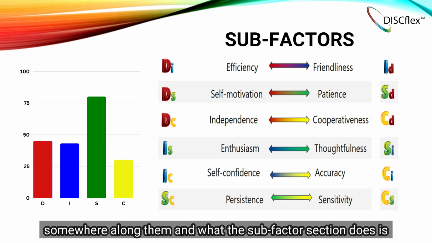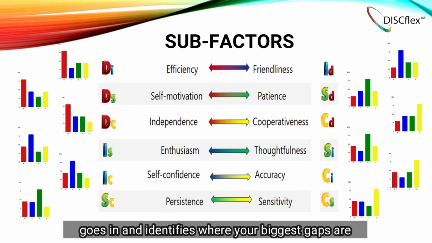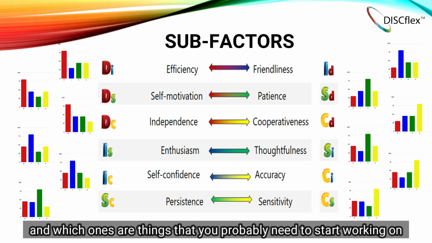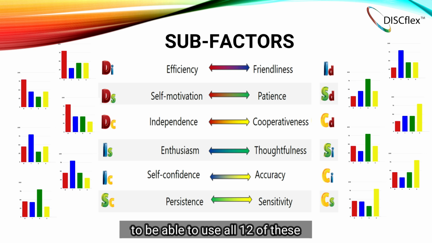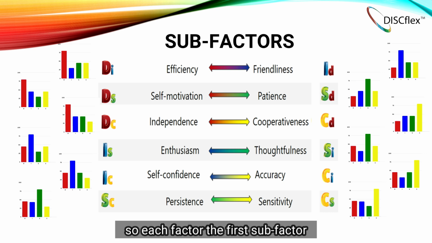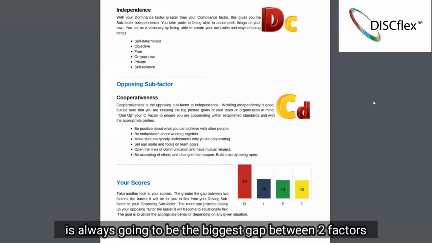What the subfactor section does is go in and identify where your biggest gaps are, to show you which ones are naturally you and which ones are things that you probably need to start working on, to be able to use all 12 of these when they are relevant to a task or situation. Each factor's first subfactor is always going to be the biggest gap between two factors.